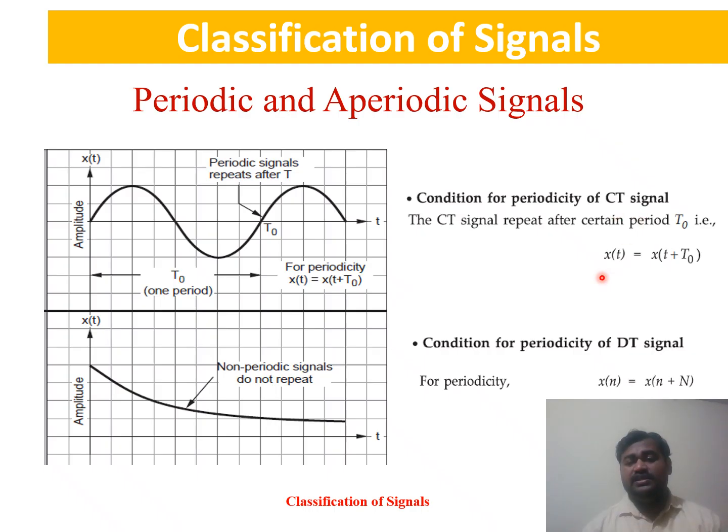Condition for periodicity: x of t equal to x of t plus T naught. The CT signal repeats after T naught.